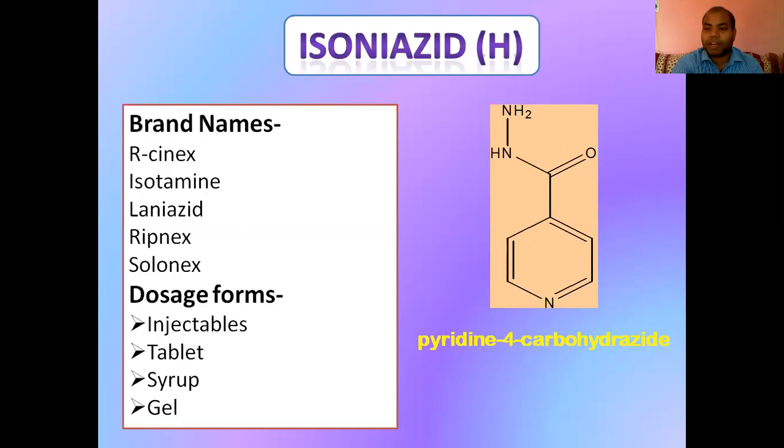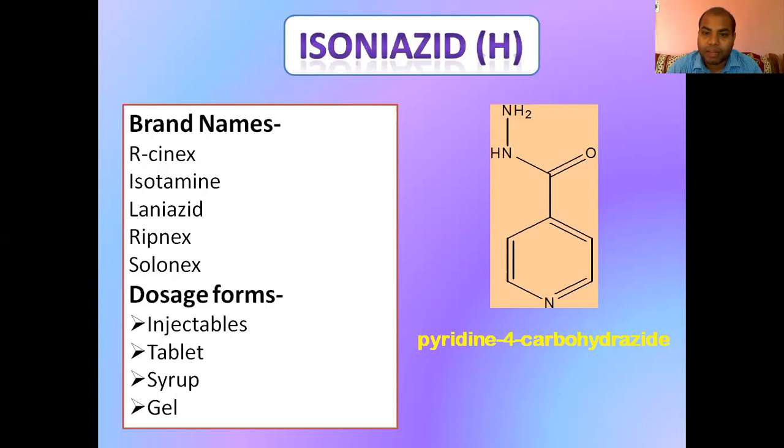the biosynthesis of the bacterial cell wall of mycobacterium. This inhibition of the cell wall synthesis of mycobacterium is activated by KatG, or catalase peroxidase, that is present in the mycobacterium cell wall.